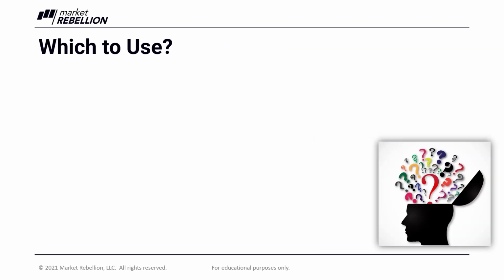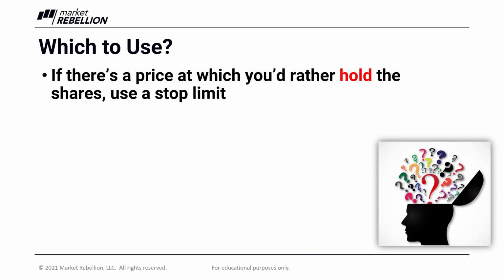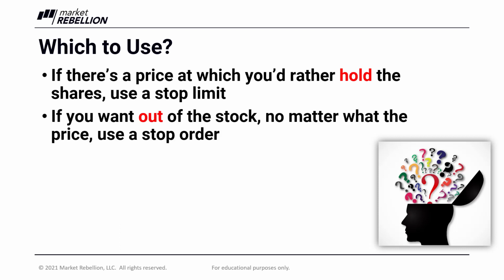So which should you use? Well, there's a pretty simple rule to follow. If there's a price at which you'd rather hold the shares, use a stop limit. On the other hand, if you're saying, I don't care, I just want out of the stock, no matter what the price, then go ahead and use a stop order. But be careful what you wish for. If you bought those shares at 100 and you place a stop at 95 and you get 70, are you really going to be okay with that? If so, by all means, use the stop order. But think carefully about it. If there is a price at which you'd rather hold, probably a good idea to use a stop limit order and get exactly what you wanted.